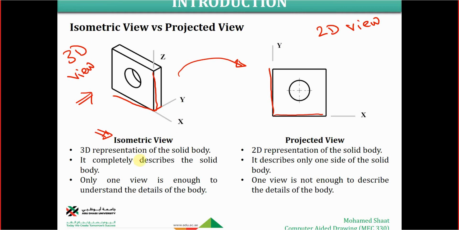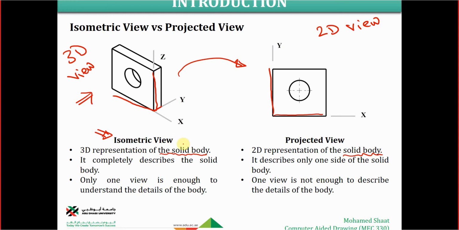So what is the difference? The three-dimensional view gives a description of a solid body. The two-dimensional view also gives a description of the same solid body. No problem. Both represent some description or provide some information about this solid object.